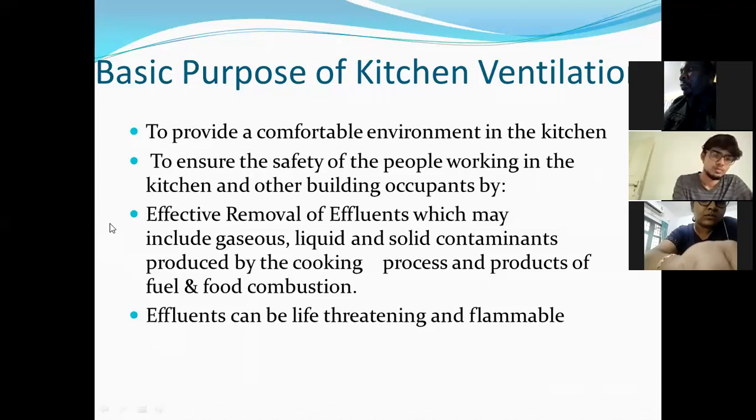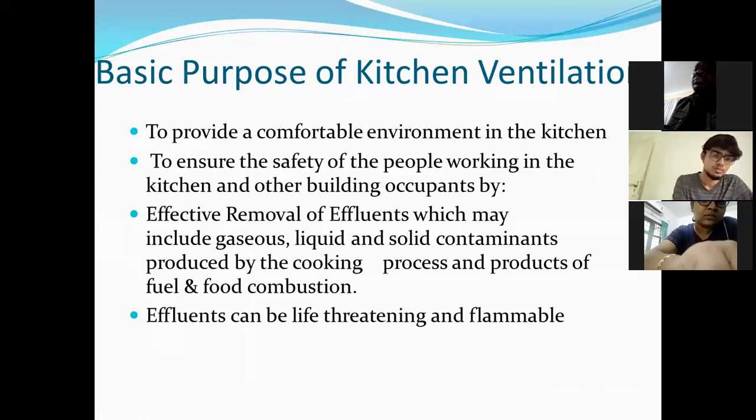Now, effective removal of effluents, which may include gaseous, liquid, and solid contaminants produced by the cooking processes and products of fuel and food combustion. Mostly these effluents, like gas or fumes produced from cooking processes, have to be exhausted or ventilated properly, which means an effective removal of the effluents should be carried out in our kitchen. So for that, kitchen ventilation is very important.